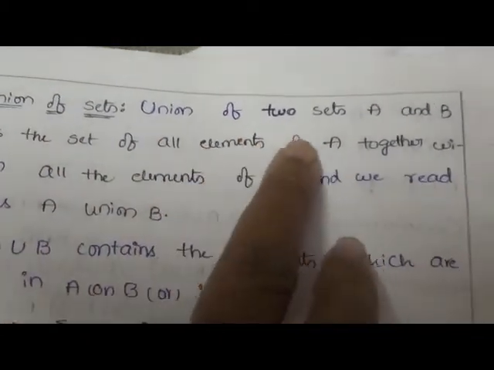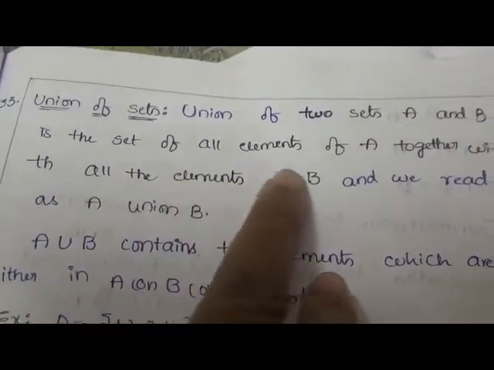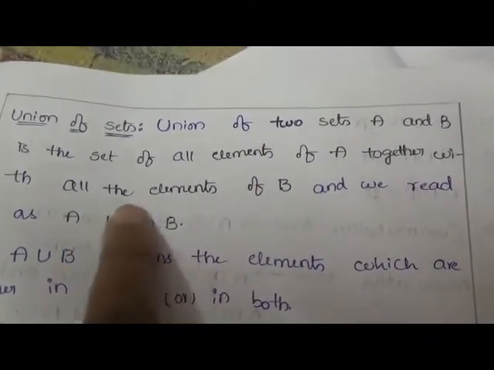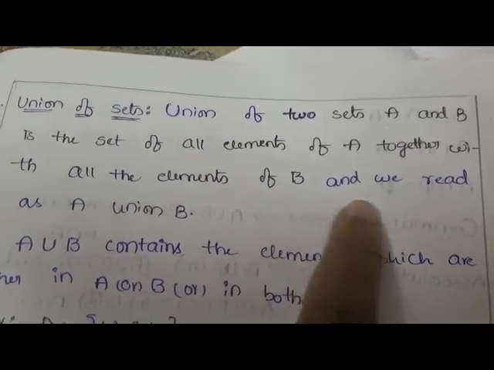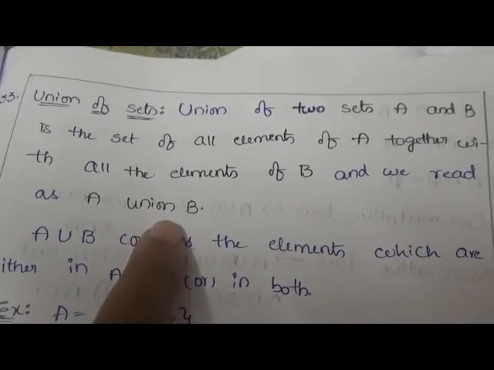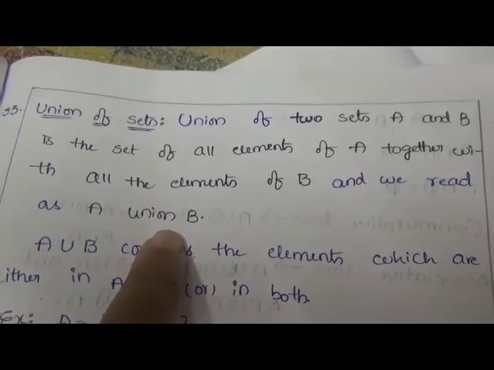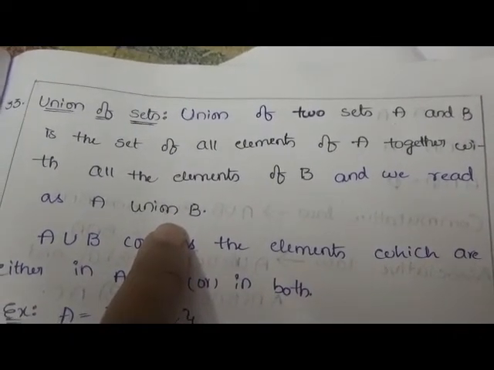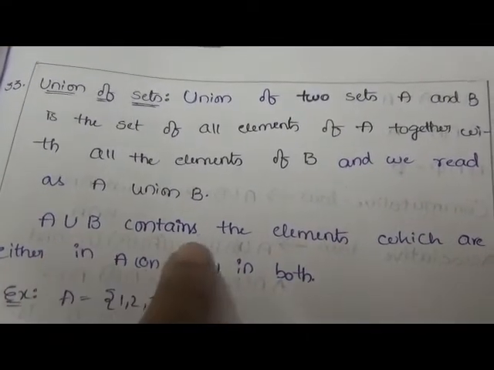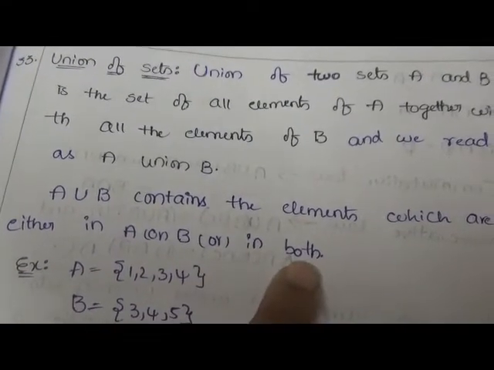Union of sets means the union of two sets A and B is a set of all elements of A together with all the elements of B, and we read it as A union B. How to find this A union B? All the elements in both A and B should be written in only one set. That is, A union B contains all the elements which are either in A or B, or in both.